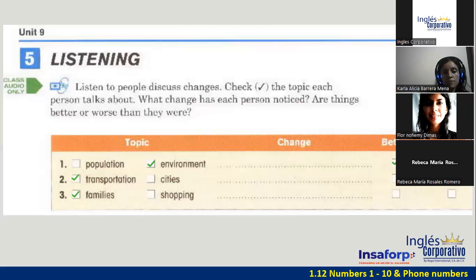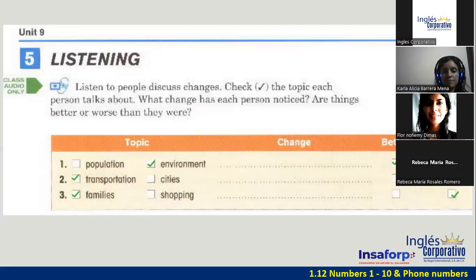For better. Actually, what she said is that she misses that. Ella lo extraña, dice. Entonces, en el caso de ella is for worse, ¿verdad? Because she says that she misses that, and that things are not the same without the kids.